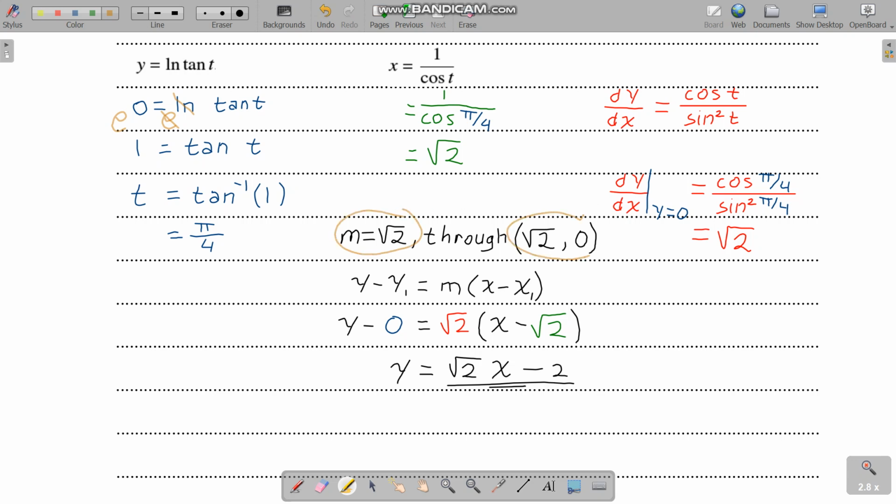We use the y minus y1 formula. So we plug in the y1 is 0, the x1 is root 2, the m is root 2, and then we simplify. This is just y. This is root 2 x, root 2 times root 2 is 2, so we have the line equation, the tangent line equation.